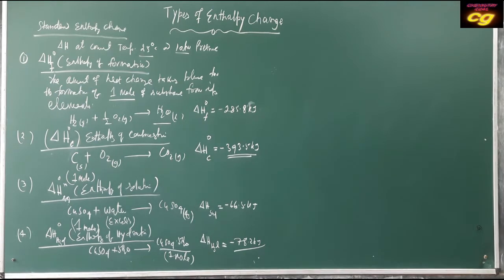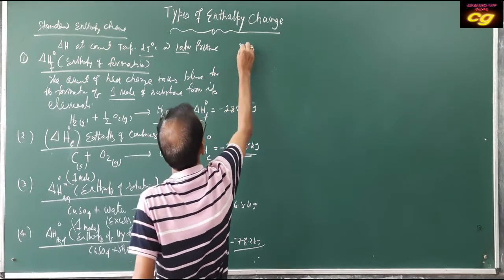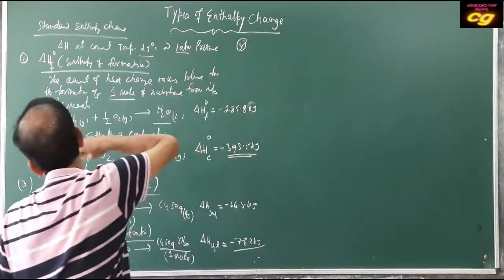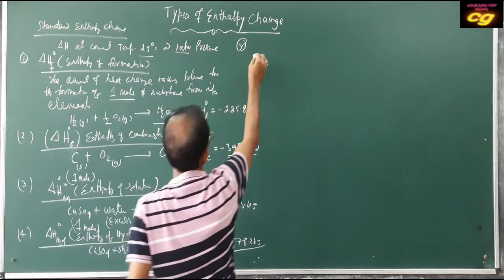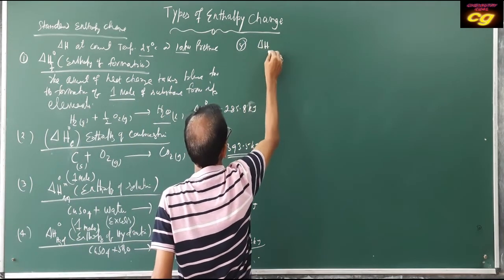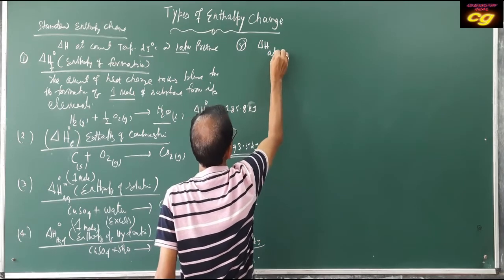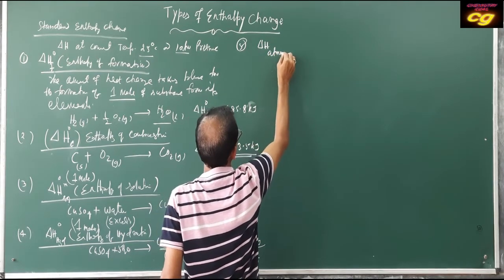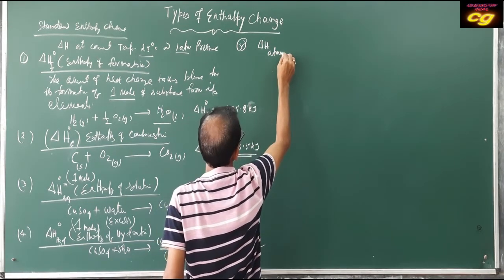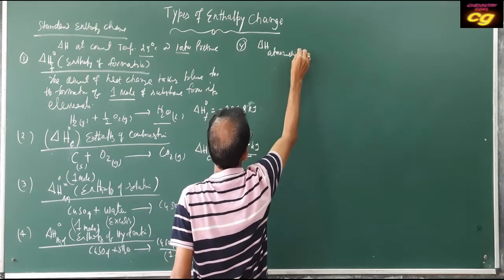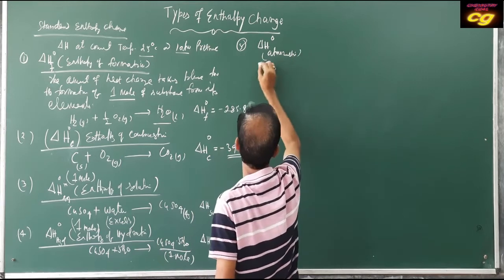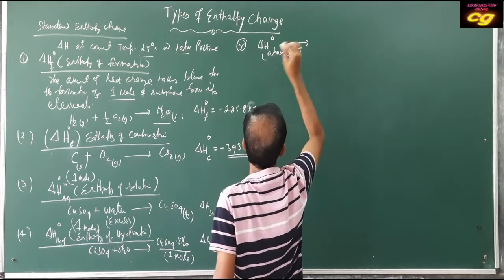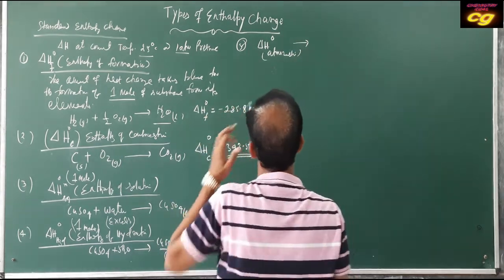Then next is enthalpy of atomization. Enthalpy of atomization in standard state. For example, you take the formation of 2H from H2, H2(g) converting to 2H.